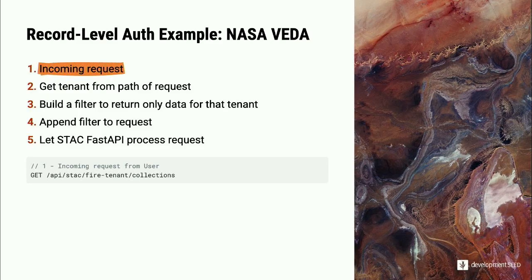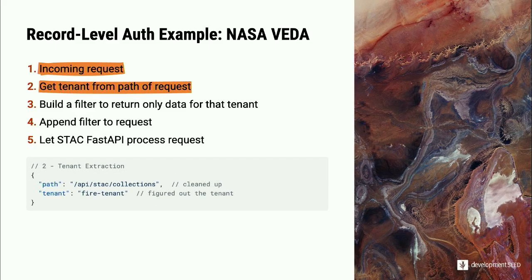A request will come in, and what they've chosen to do is have a tenant stored in the path of a request. So they have one origin, one domain, because at NASA it's very difficult to get multiple domains. So instead they use the path itself. For example, this is a fire tenant. In the stac-auth-proxy, they have a middleware in their code to extract that tenant from the path. So no longer is the fire tenant in the path, it's now stored in the request scope as this tenant property.